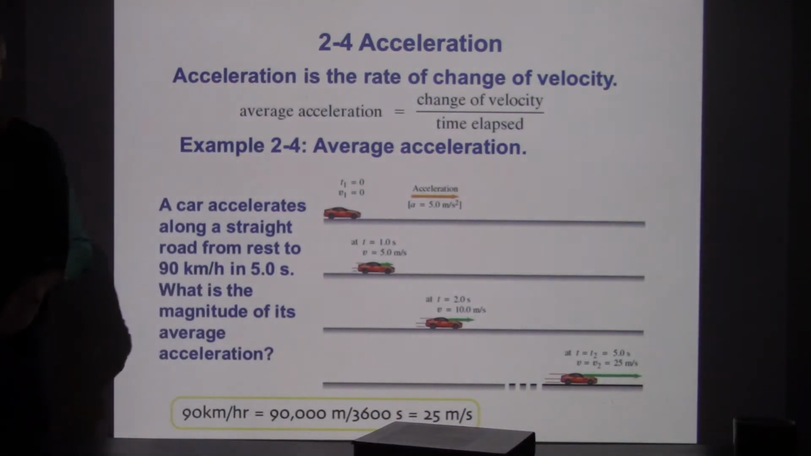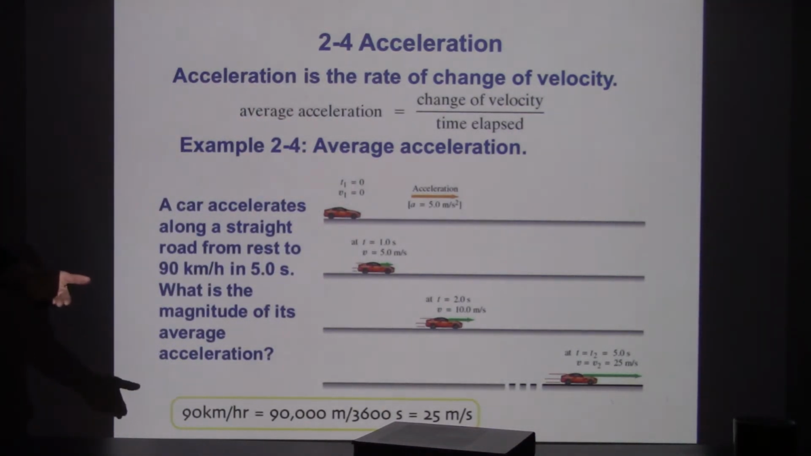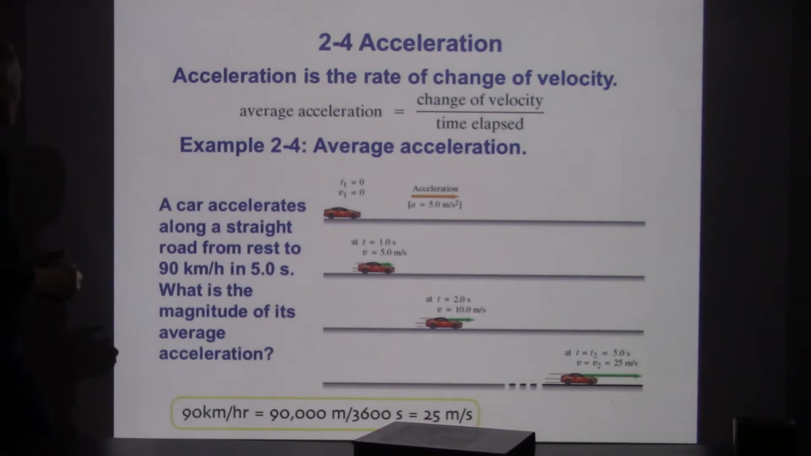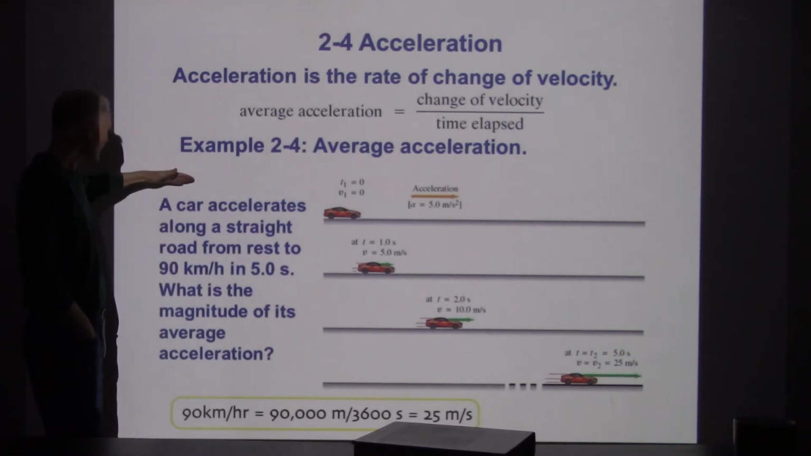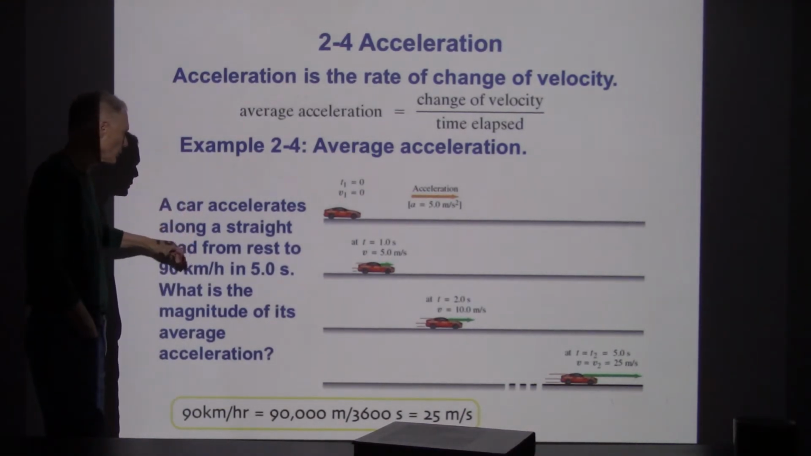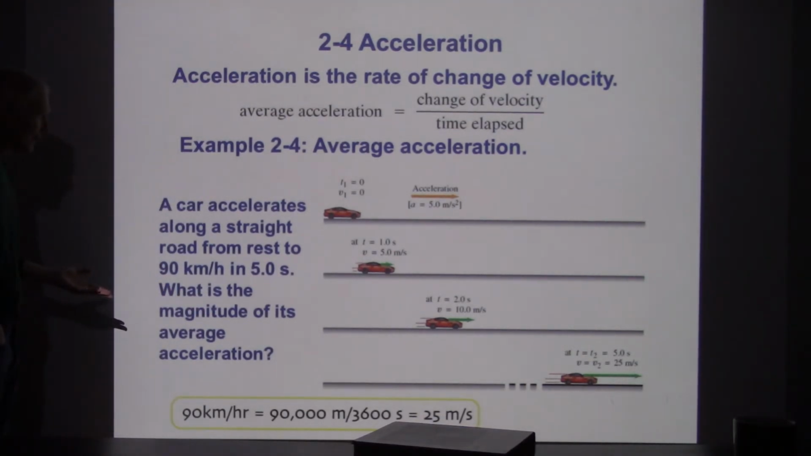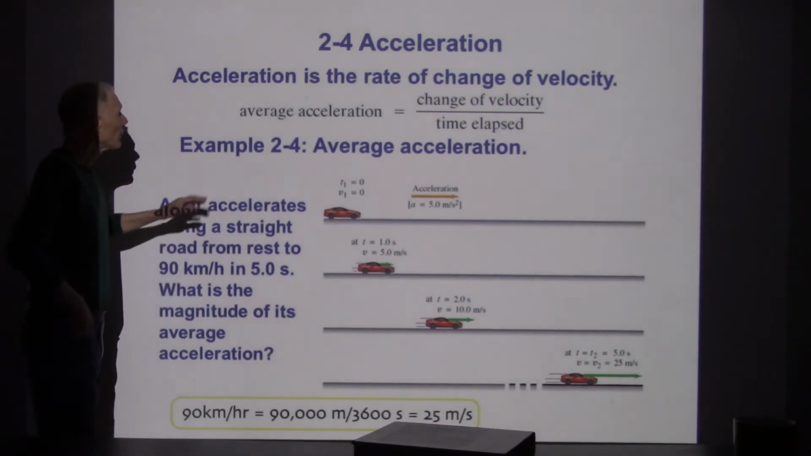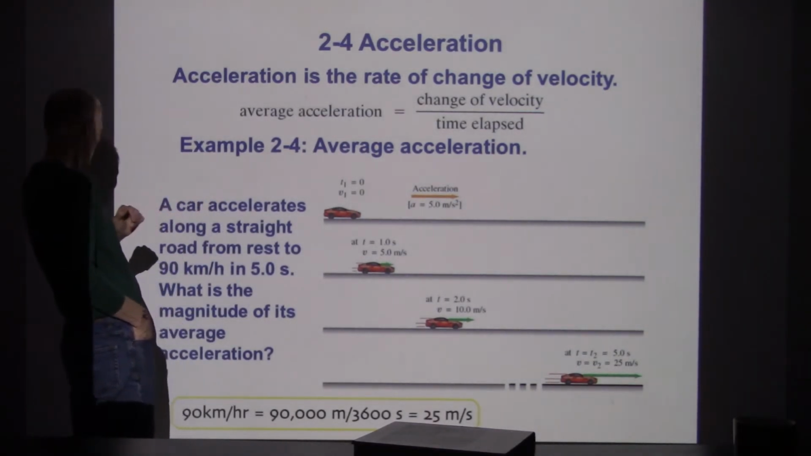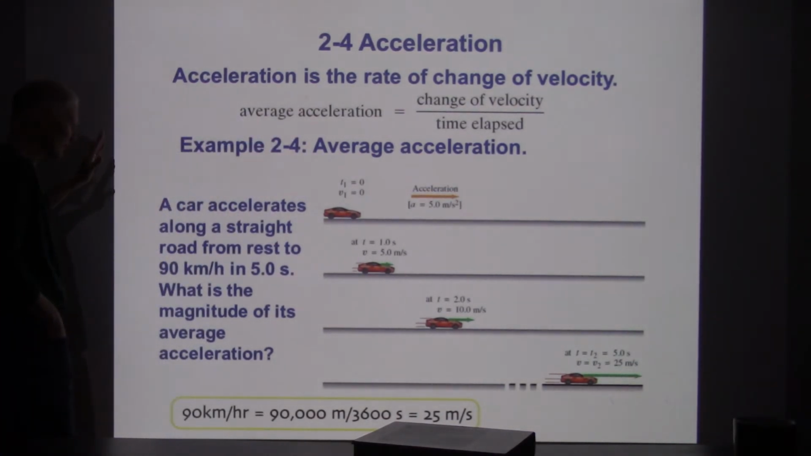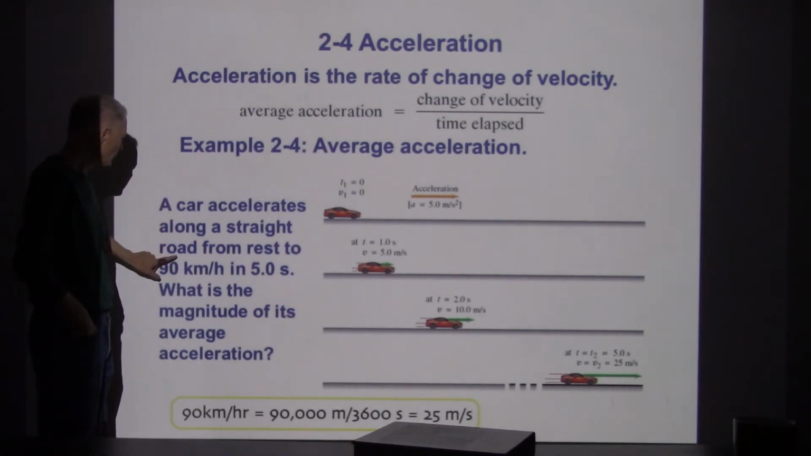This is just an example that we're starting out with, saying what would happen if the speed increased at a steady rate. And so it says it accelerates along a straight road from rest to 90 kilometers per hour in 5 seconds. What's the average acceleration taking place? How did they determine that? So we can use the formula here, saying that the velocity, how much did the velocity go up? Well, it went from 0 to 90.